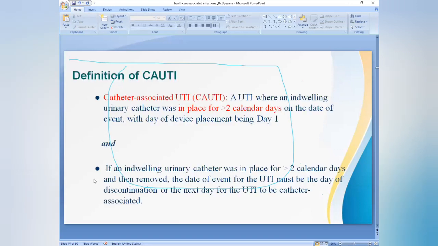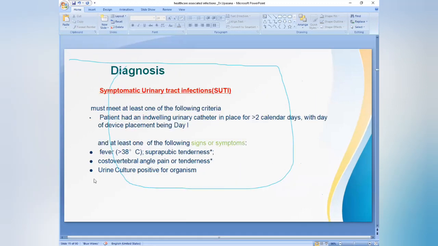To define catheter associated, a UTI where an indwelling urinary catheter was placed for more than 2 calendar days on the date of event, with the day of the device placement as day 1. So a UTI which has been carried with the indwelling catheter for more than 48 hours is considered to be a catheter associated urinary tract infection. Further, 2 types are there. One is asymptomatic, the other one is symptomatic urinary tract infection.